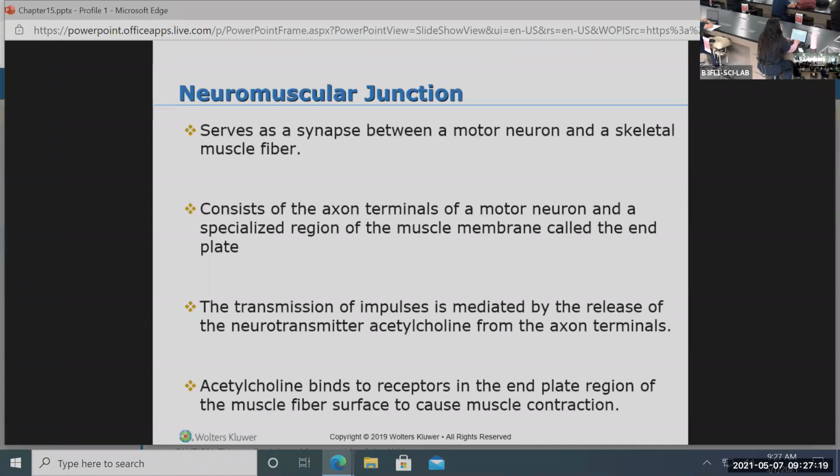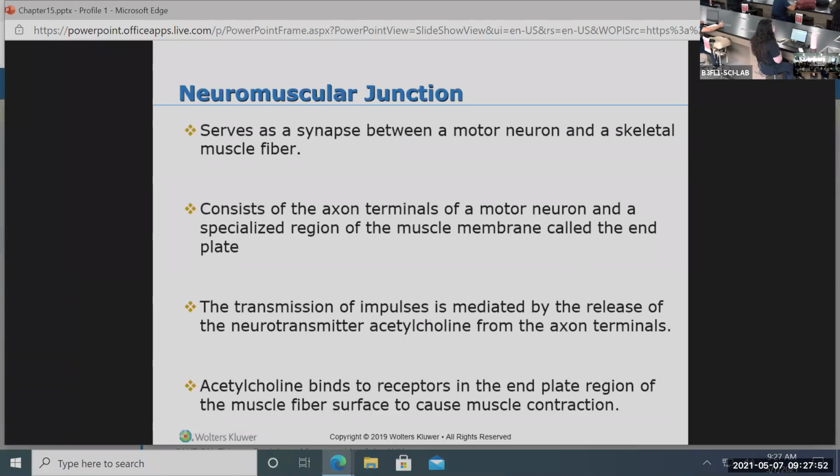Now we are at the junction. A neuromuscular junction serves as a synapse between the motor neuron and my skeletal muscle fiber. The junction between the neuron and the skeletal muscle fibers, that is called the neuromuscular junction, or we also call it a synapse.